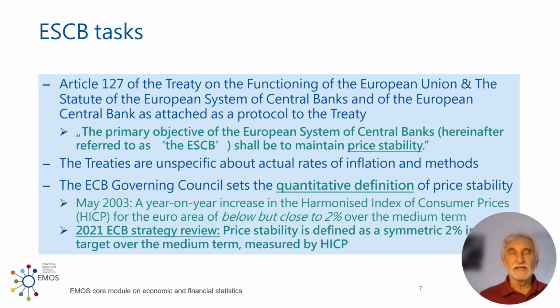And then in 2021, so 5 years ago, there was a strategy review, and the strategy review changed a little bit the definition of price stability. Price stability today is defined as a symmetric 2% increase in the target over the medium term, measured by the HICP, the harmonized index of consumer prices. So over the medium term, it should be 2%. So that is now the task in terms of monetary policy. But as I mentioned before, the ESCB has other tasks in the meantime also. I will turn to those on the next slide.